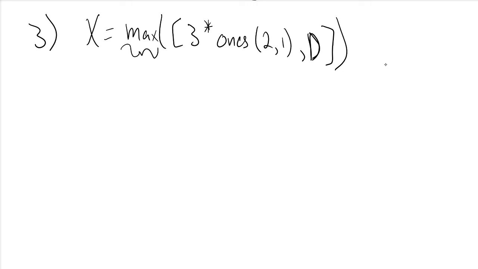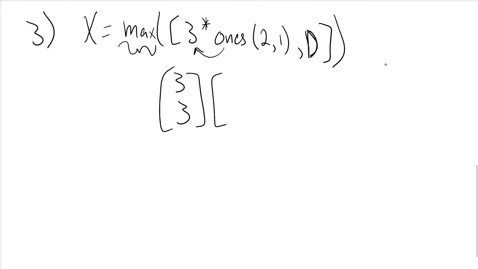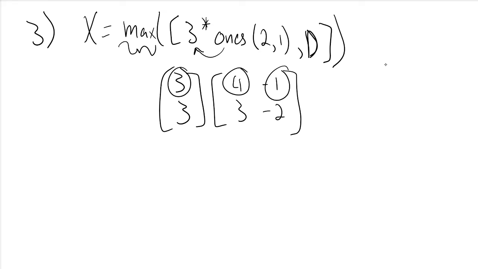ones(2, 1) is going to give us just a 2 by 1 vector of 3's, because we're multiplying the 1's by 3. And then we're just going to have our D matrix, which is going to be 4, 3, negative 1, negative 2. And then we're going to go ahead and calculate the max for each one of these columns, right? Which will just be 3, 4, and negative 1. So our X is going to equal 3, 4, negative 1.